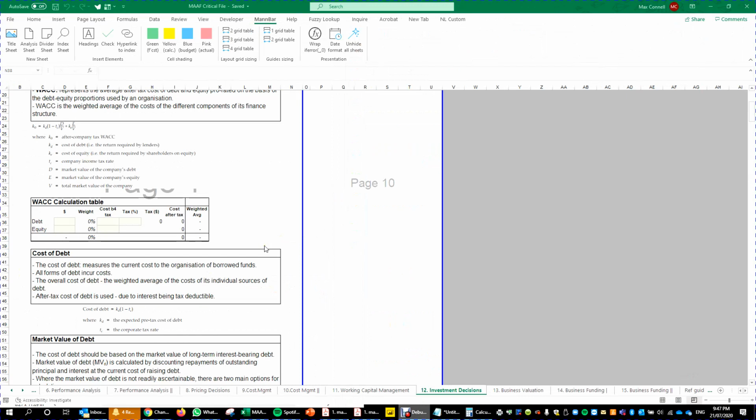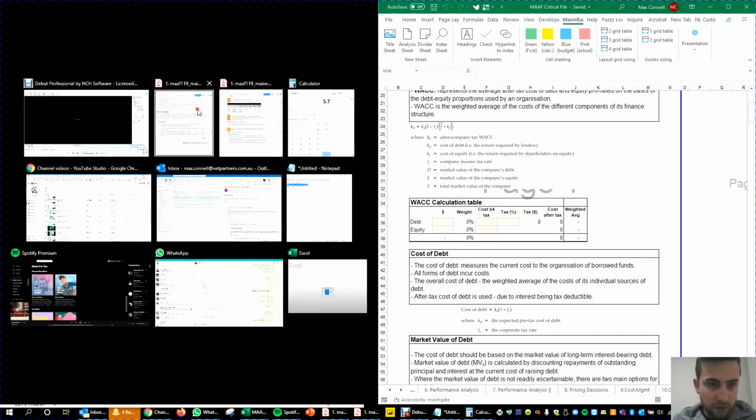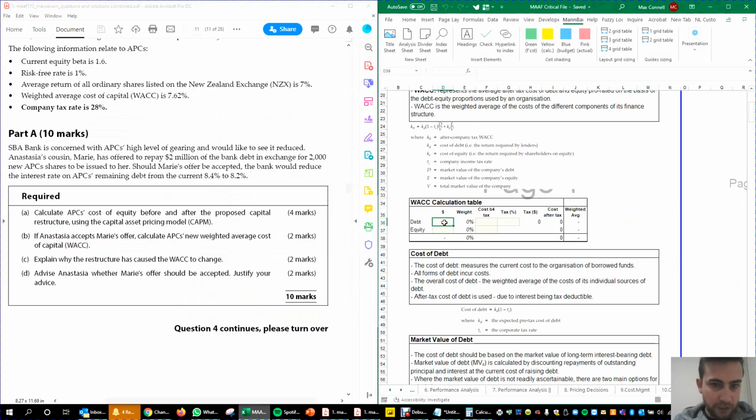So that's how you get the 4 marks there. Okay, to answer this question, to calculate the weighted average cost of capital, in the notes in chapter 12 investment decisions, there's this awesome table that I've created, where you fill in the yellow cells, and this is basically how you'd approach it in the exam. What goes in here is the debt and equity amounts from the question. Starting off with the debt, keep in mind it's the new weighted average cost of capital.